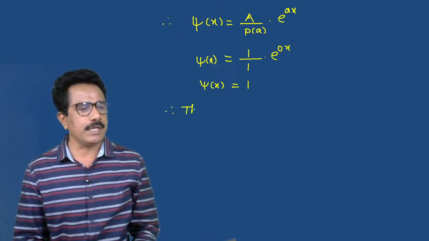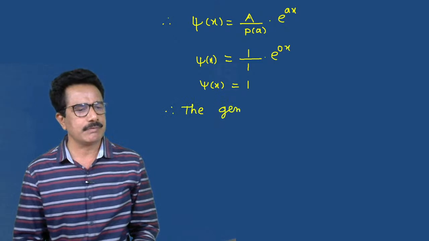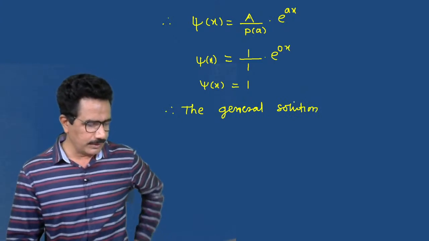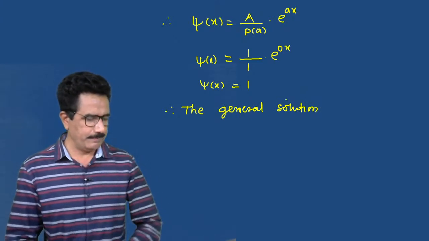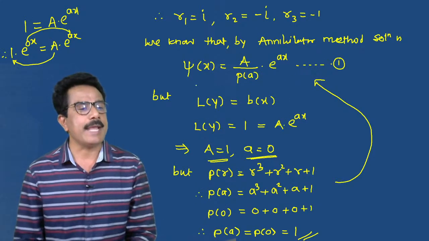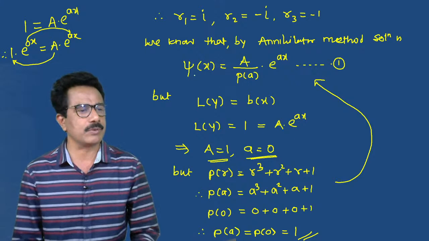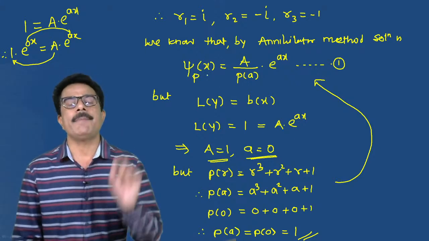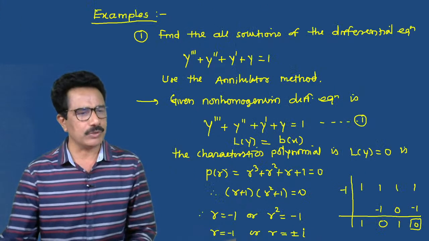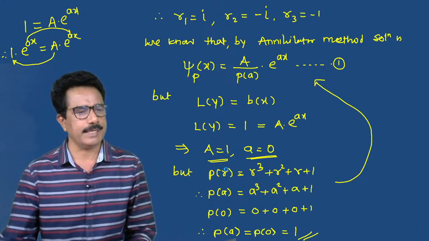Therefore the general solution. Here, instead of writing psi of x, we write psi p. Psi p means particular solution. Psi p is the particular solution. Psi p becomes psi p, remember psi p.